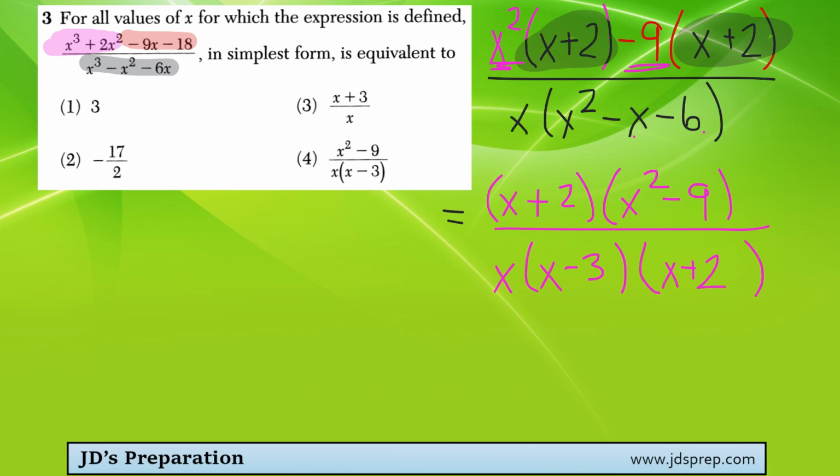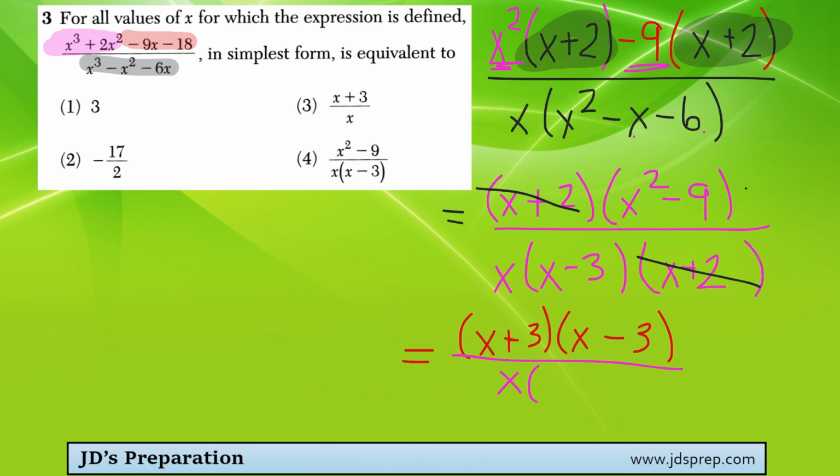So I can see already we've got some things we can cancel out here. I've got an x plus 2 in the numerator and the denominator. But we're not done. X squared minus 9 can also be factored because that's a difference of squares. So let's go and do that. So x squared minus 9 becomes x plus 3 multiplied by x minus 3. And in our denominator, we've still got x multiplied by x minus 3.